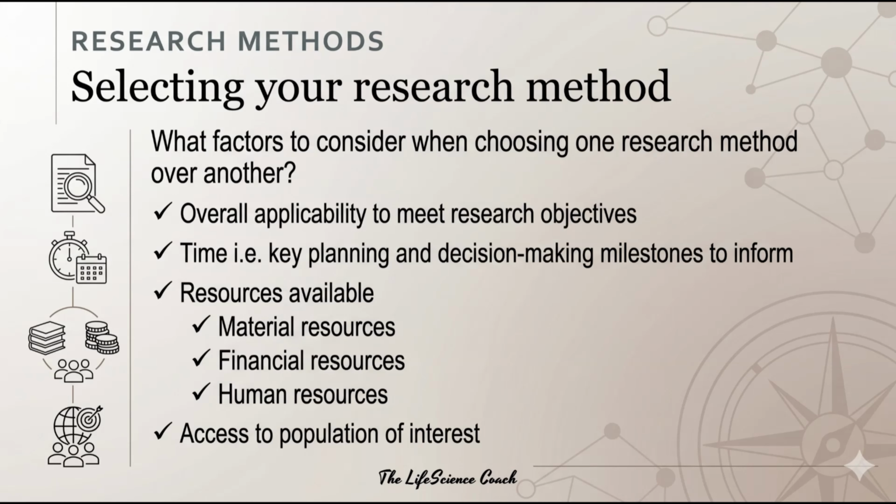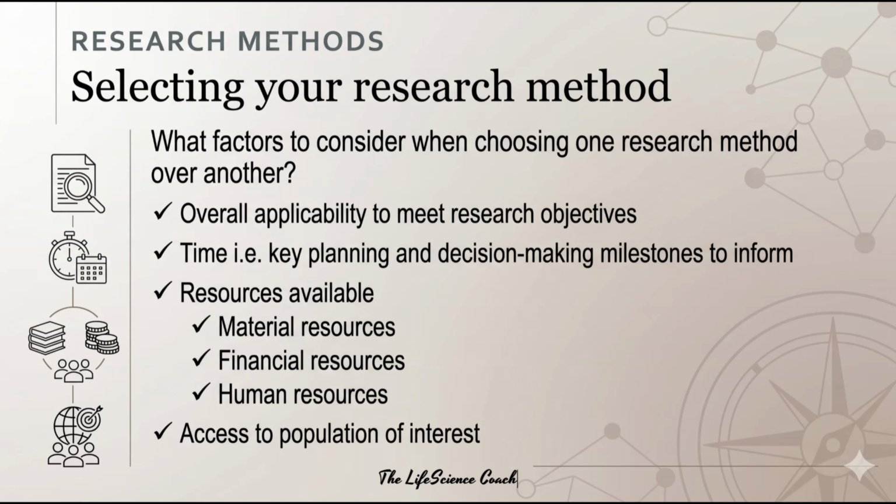Therefore, researchers must carefully evaluate several important factors before choosing one method over another. The first factor is the overall applicability of the method to meet the research objectives. The selected method should align with the aims of the study and help answer the research questions effectively. Another major consideration is time. Researchers must think about deadlines, planning schedules, and important decision-making milestones while selecting an appropriate method.